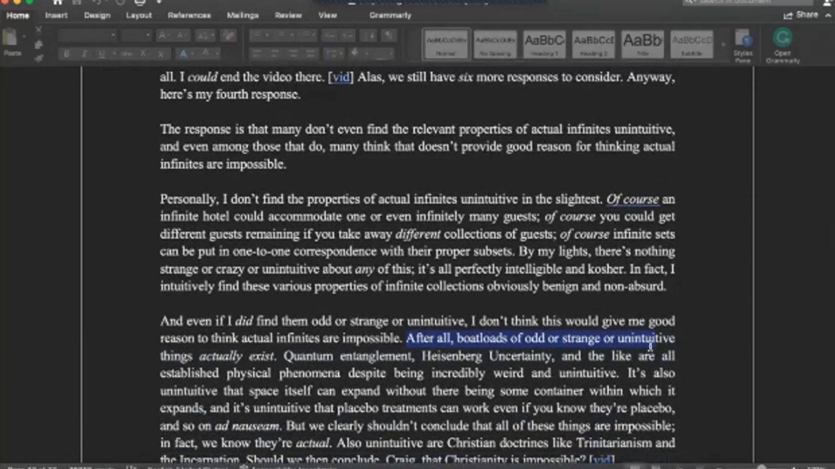After all, boatloads of odd or strange or unintuitive things actually exist and actually are true, right? Quantum entanglement, Heisenberg uncertainty, and the like are all established physical phenomena, despite being incredibly weird and unintuitive. It's also unintuitive that space itself can expand, without there being some larger container space within which it expands. And it's unintuitive that placebo treatments can work even if you know that they're placebos. That's an established phenomenon, and so on ad nauseam. But of course, we clearly shouldn't conclude that all of these things are impossible just from their being unintuitive. In fact, we know that they're actual.